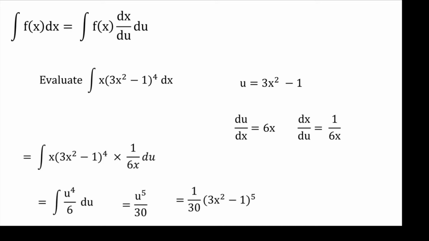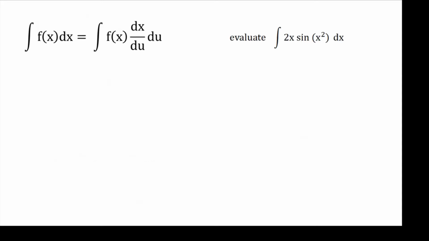Let's put them together and we get the integral of, well, f of x dx, the integral of y if you like, is the original expression times 1 over 6x du. And very conveniently those two x's cancel and we're just left with the integral of u to the 4 over 6 du. Integrate that and it's u to the 5 over 30. Substitute for u again and we get the answer.